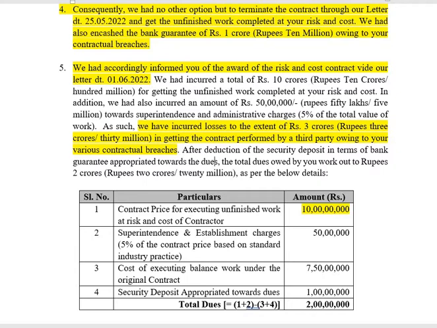So what we do is we add 10 crores plus 50 lakhs, which comes to about 10.5 crores. Then we add 7.5 crores with 1 crore, that is 8.5 crores. So the difference is 2 crores.